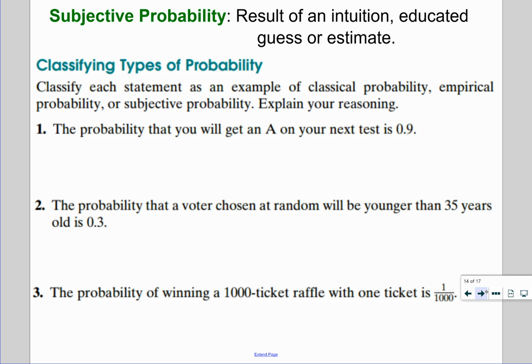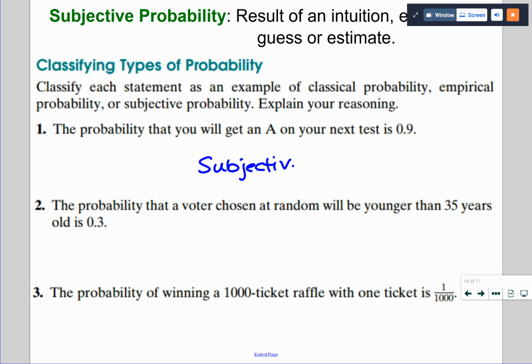Probability that you will get an A on your next test is 0.9. Is that based on theory? Is it based on an experiment or observations that we're aware of? Not that they told us. So that is an example of subjective. It's a guess, an estimate. For some of us, a prayer.